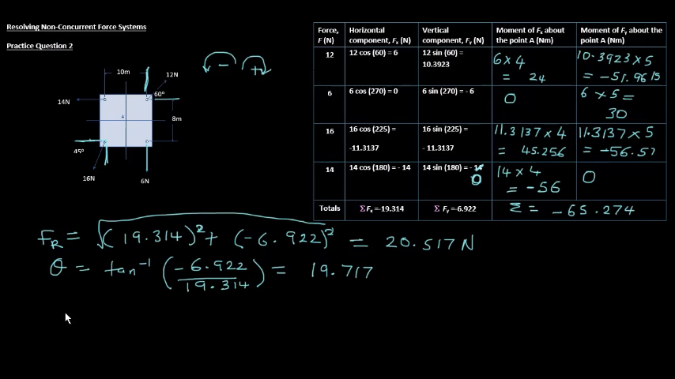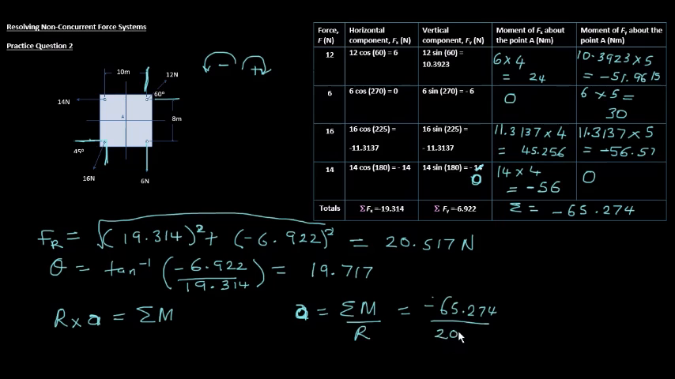And our resultant times the perpendicular distance of our resultant, which we'll call A, equals the total moment, which is that. So if we put numbers into it, let's say our A will be equal to this. Let's put a formula first before we put numbers in, and that will be equal to minus 65.274 divided by 20.51, which will be 3.180.